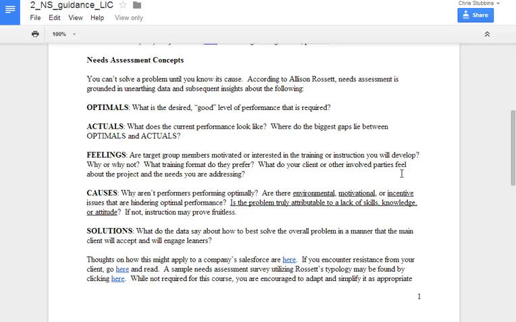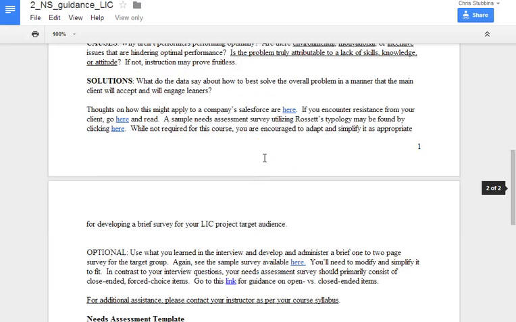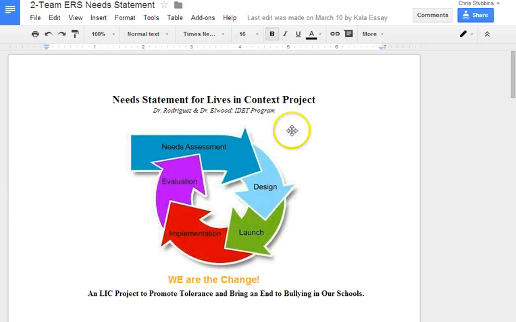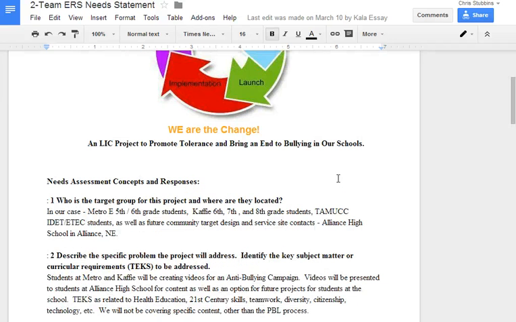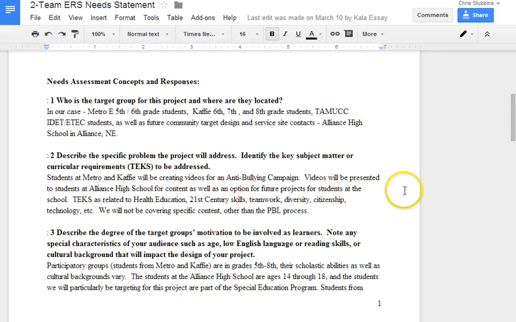The needs assessment is a process with which the team can identify and really dig in to see what types of solutions they can provide their target site. Here is an example of a needs assessment that was filled out for the We Are the Change CLIC project.